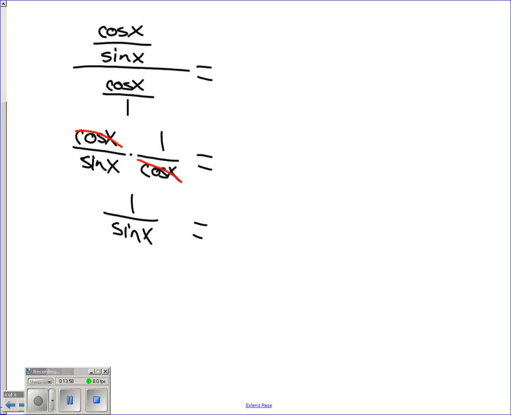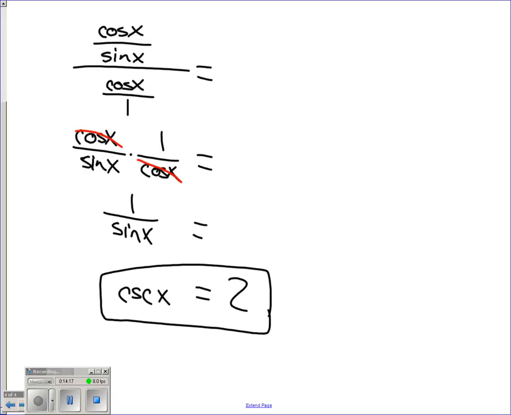Well, again, what is 1 over sine of x? It's a reciprocal function, cosecant. And so we finally have what our directions said, find a numerical value of one trigonometric function. We have cosecant of x is equal to 2. Now that's the answer that the book is giving, because that is one relation.